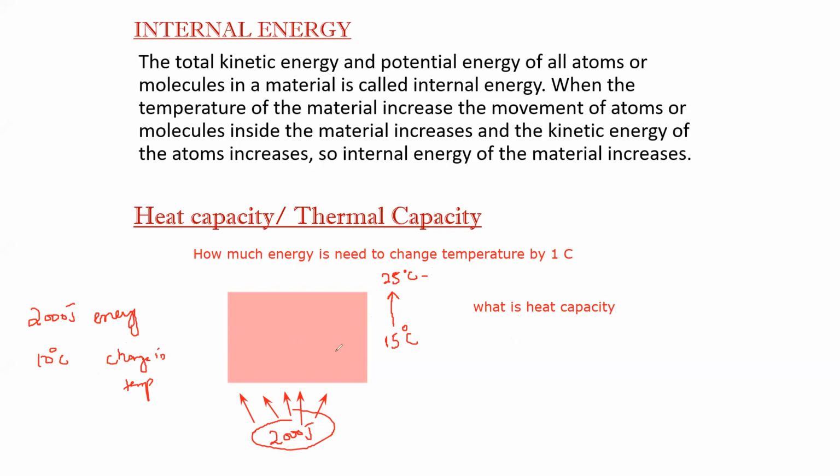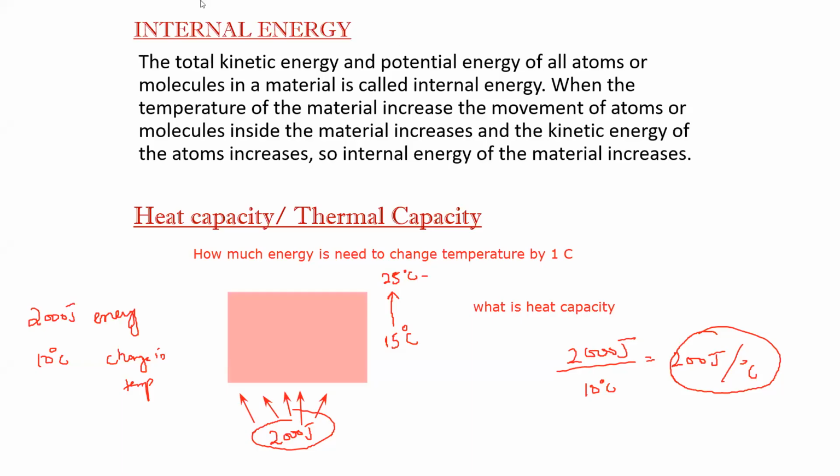So if 2000 joules is used for 10 degrees, but we want only for 1 degree, we take the total energy divided by the temperature change, which was 10 here. So 2000 divided by 10, it means we need 200 joules to produce 1 degree change in temperature. So 200 joules for every 1 degree change in temperature, that we call the thermal capacity or heat capacity of the object. Is the concept of thermal capacity clear?